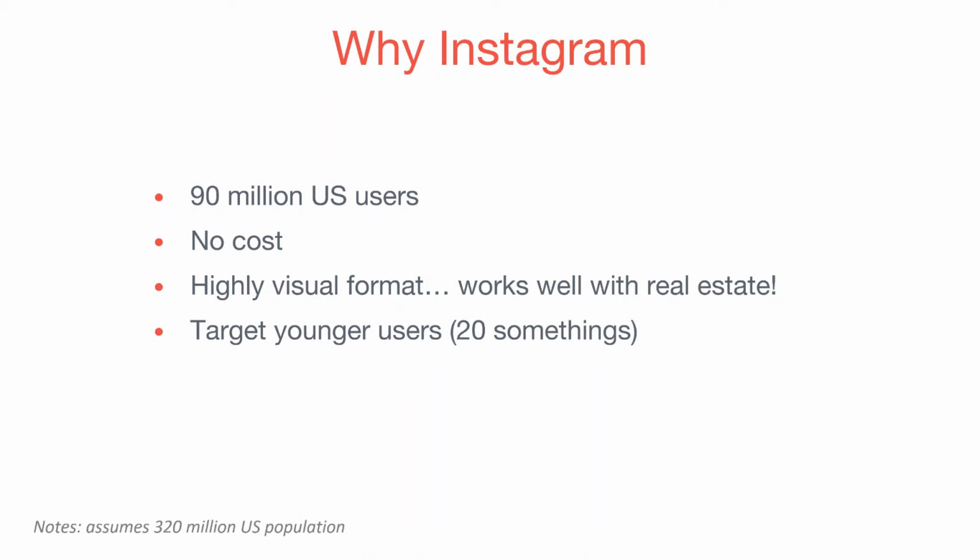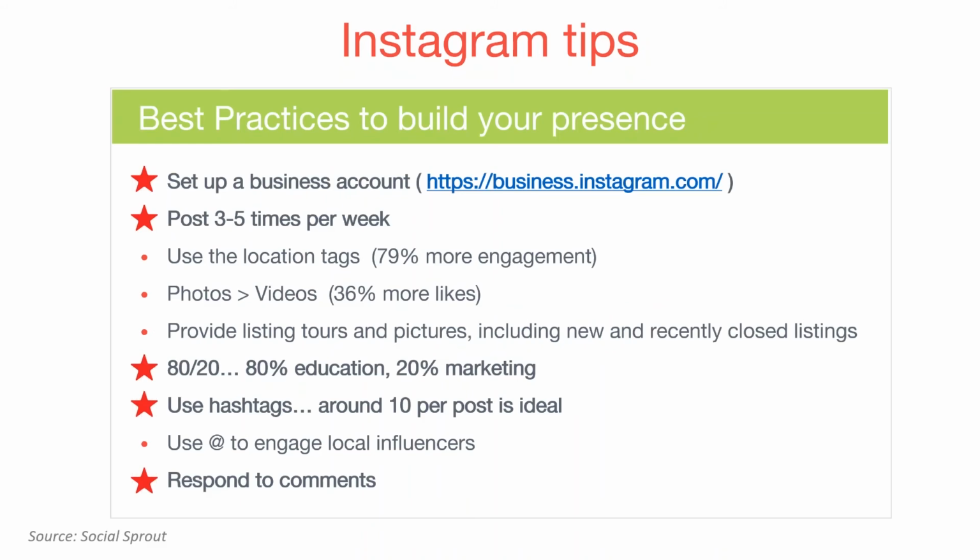So here are some best practices to build your presence on Instagram. Set up a business account. Post 3 to 5 times a week and use location tags. You get 79% more engagement when you're using those tags. And keep in mind that photos are a little more popular than videos on Instagram. So provide listing tours and pictures, including new and recently closed listings.